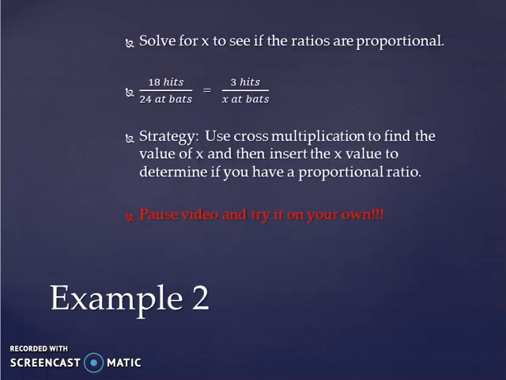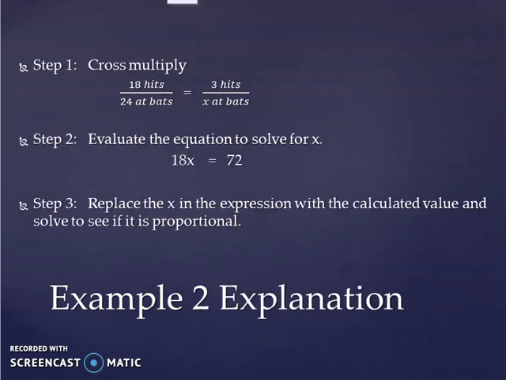So let's look at example 2. It's going to be the same situation. You're going to use cross multiplication to find the value of x, and then you're going to insert the x value into the original problem, into the original ratio, to determine if you have a proportional ratio or not. So go ahead and pause the video, do your cross multiplication, and insert the x value back into the ratio and do cross multiplication to see if you have proportional ratios or not. Pause the video now, please.